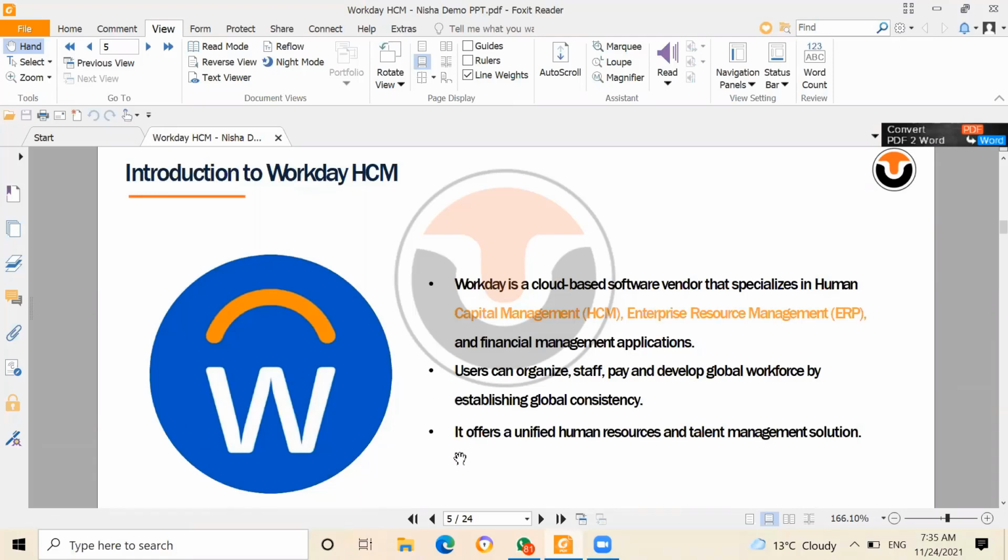Basically there are two things: on-prem and cloud, right? On-prem is where we need an installation, like SAP and others. So we need a system installation and we have to maintain the system. We have to maintain servers and all that.